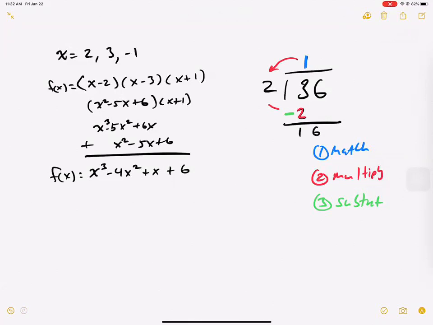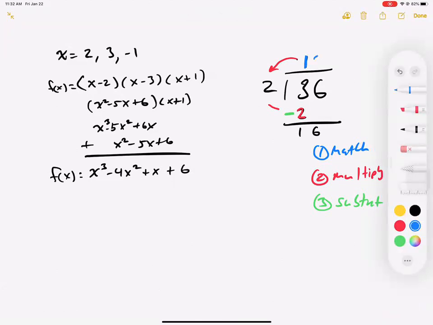Then we repeat. We match. Now this number is 2. We multiply downward. We end up with, sorry, not 2. What am I talking about? It's 8, right? I don't know why I said 2. This is 8. We match. 2 times 8 is 16. We multiply downward. We end up with 16 here. And then we subtract. And we end up with 0.